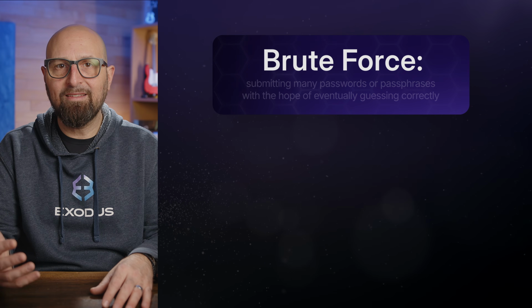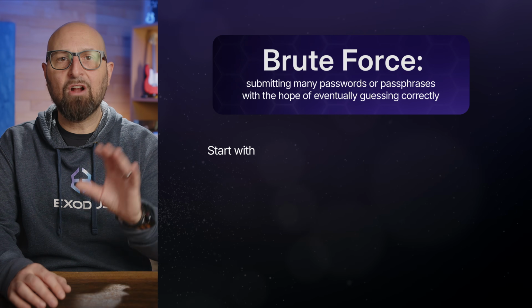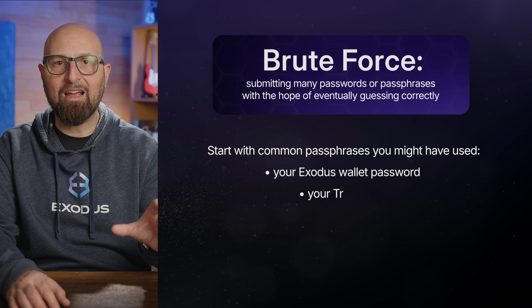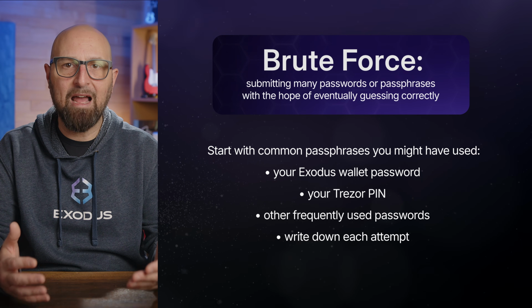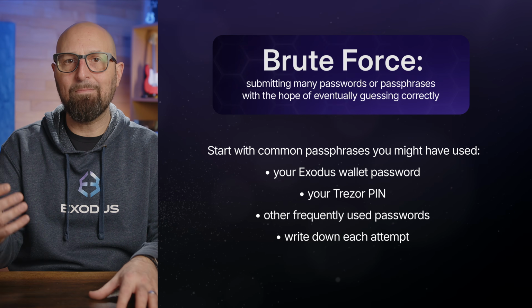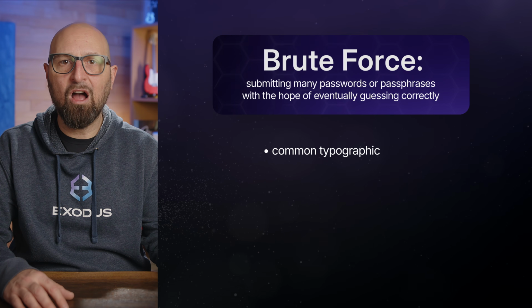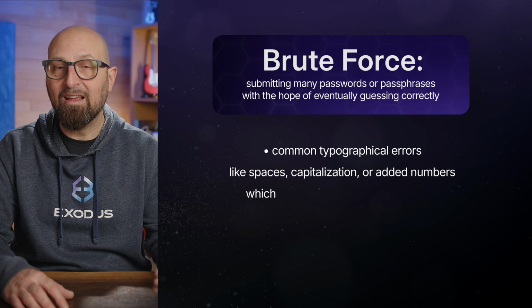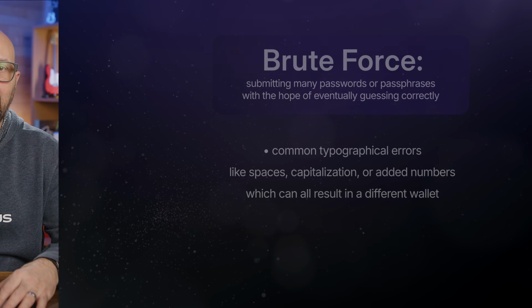If you've forgotten the exact passphrase, the only way to gain access is through brute force. By this, I mean methodically guessing and checking possible passphrases. Start with common passphrases you might have used, such as your Exodus wallet password, your Trezor PIN, or other frequently used passwords. Write down each attempt while guessing to avoid repeating and to help systematically eliminate incorrect options. Finally, consider common typographical errors like spaces, capitalization, or added numbers, which can all result in a different wallet.